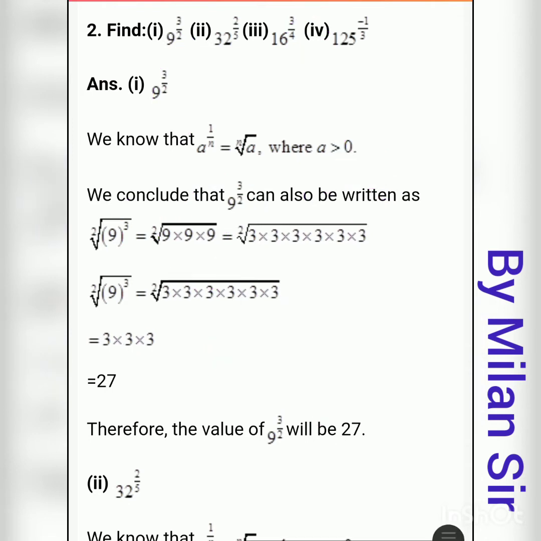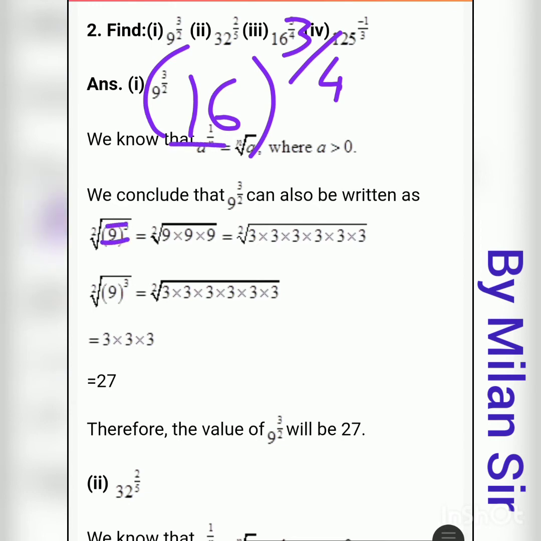Then question number 3. Here we have 16 raised to 3 by 4. Now, how can we convert this 16 into exponent 4? Because in the denominator we have 4. So we need to convert this 16 into exponent 4. So in place of 16, we can write 2 raised to 4, because 2 raised to 4 is 16.